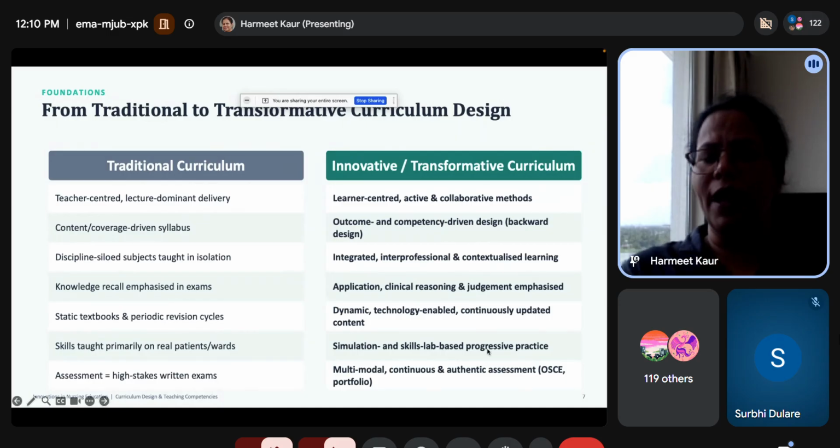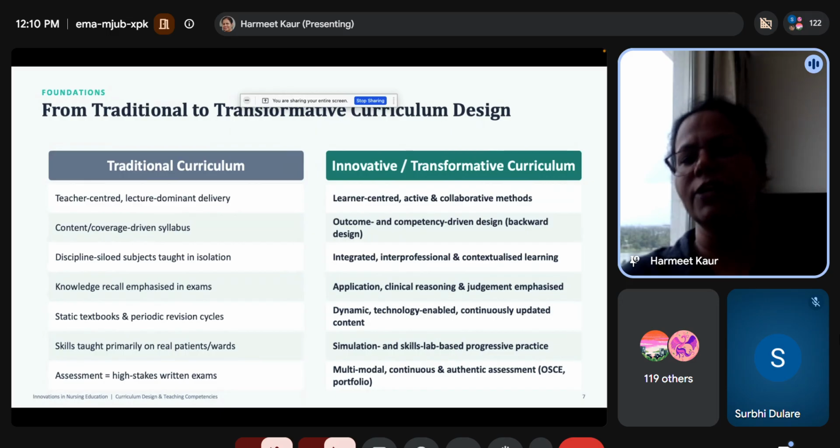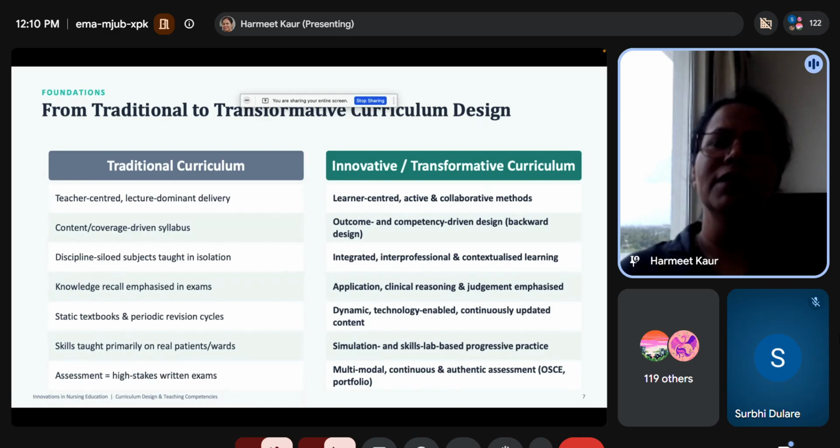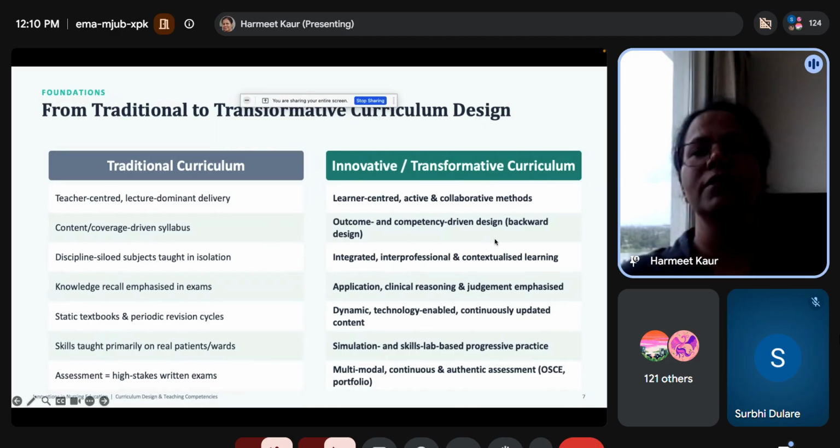Now let us talk about what happens if we are talking about innovative and transformative curriculum. Now here it is not teacher centered, it is learner centered, active, and using collaborative methods. So here, students are an active part of your teaching. There is a lot of interaction and engagement involved in that. You involve some activities where you are collaborating with the student. And it is outcome and competency driven, means backward design.